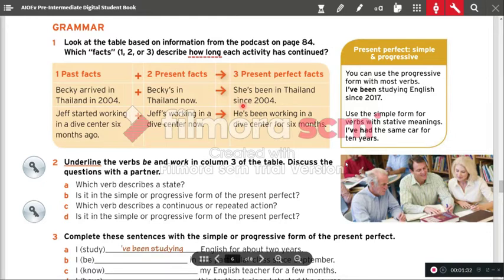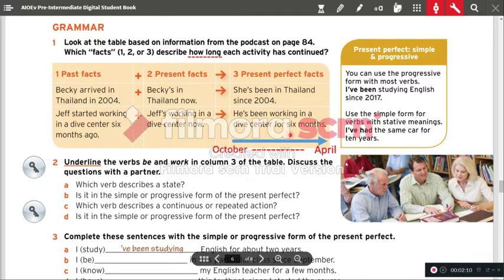For example, in the number 1 we have since 2004. So we know that we are in 2020. So from this moment until this moment there has been a period of time. So they're describing how long the activity has continued. Alright? In the next example, it says that he's been working in a dive center for 6 months. 6 months ago was October, and we are in April. So we know that in this period of time, there have been 6 months. So we know how long the activity has continued.